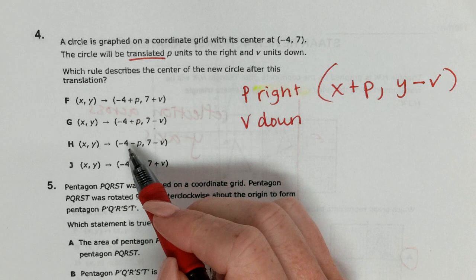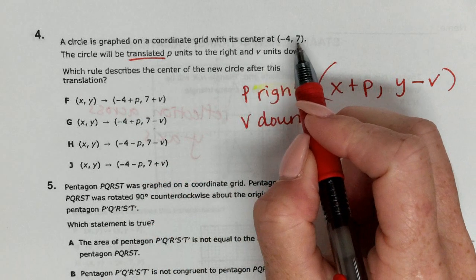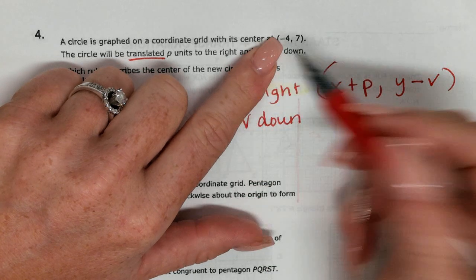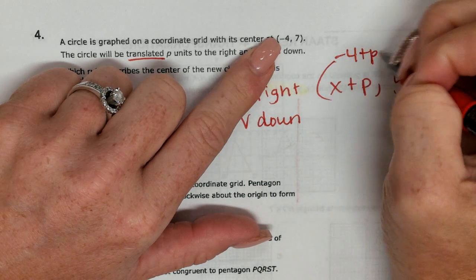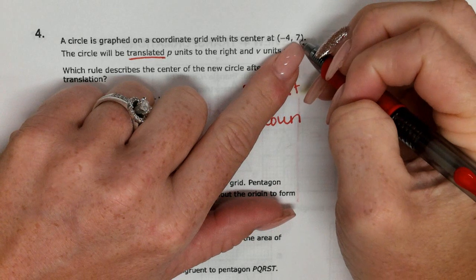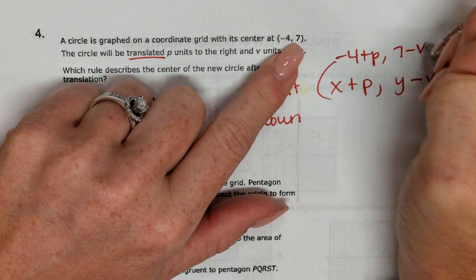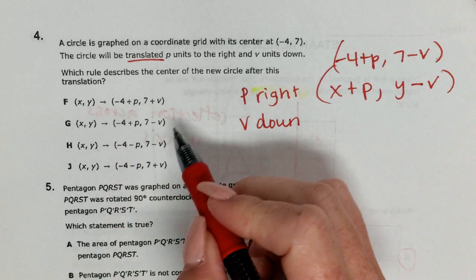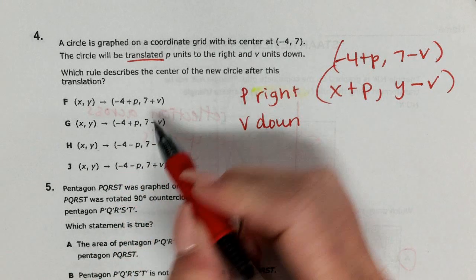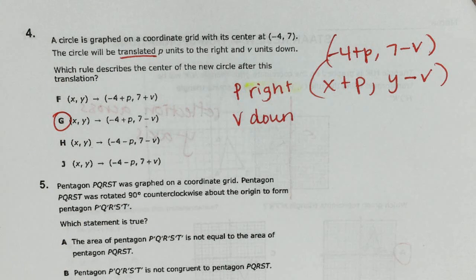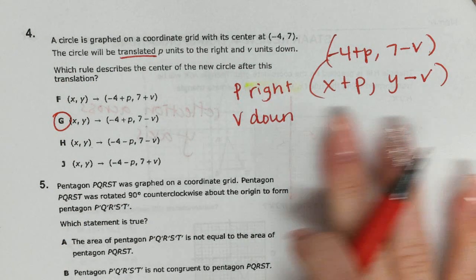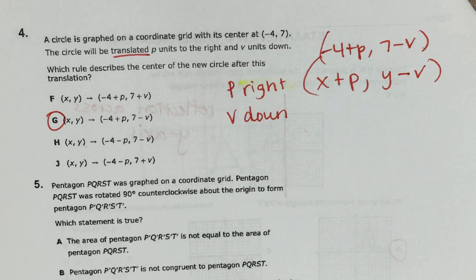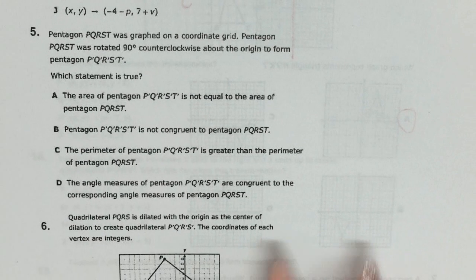They didn't use x and y. They used these numbers. Which number's the x? Negative 4. So negative 4 plus p. And instead of y, they use 7. 7 minus v. And there's your answer. Negative 4 plus p, 7 minus v. So do it the way I taught you, like this, and then you can plug in that x and that y instead of that.